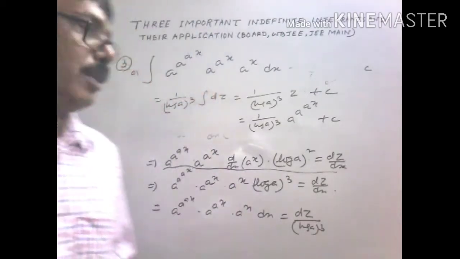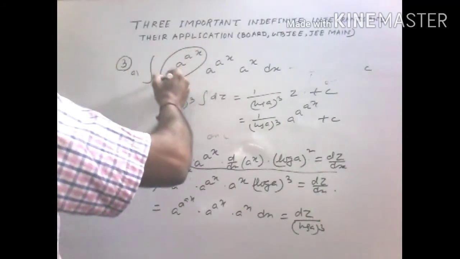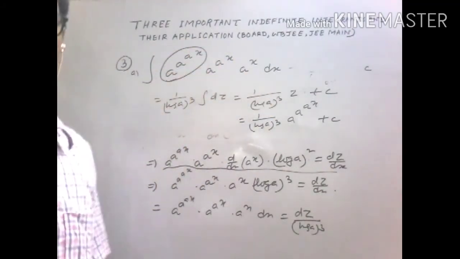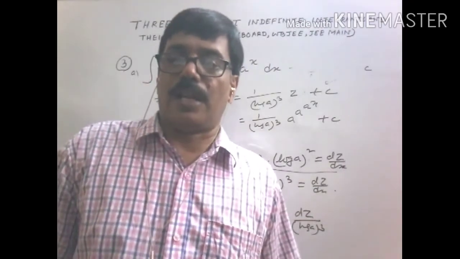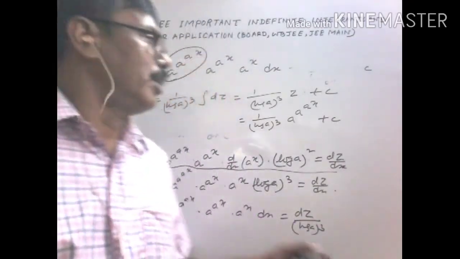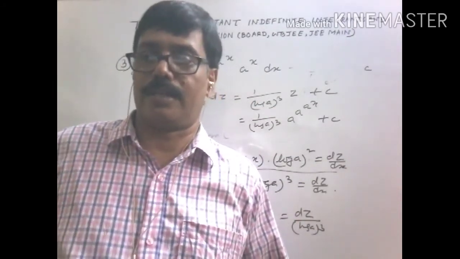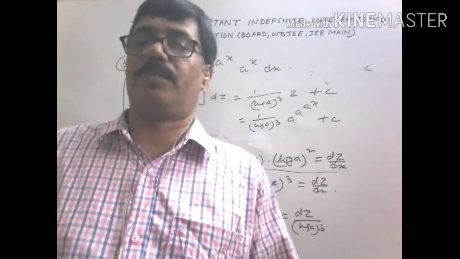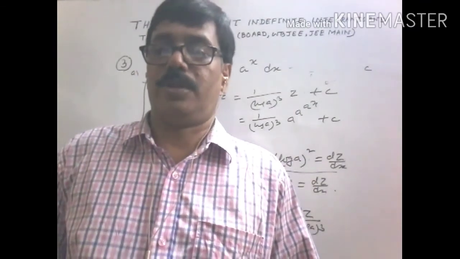So this is a problem of the first chapter. So the answer is this one, first one by how many? 3a. So log a whole cube. So in this class we have discussed three important integrands and their applications. They are very simple problems, but important too for competitions also.